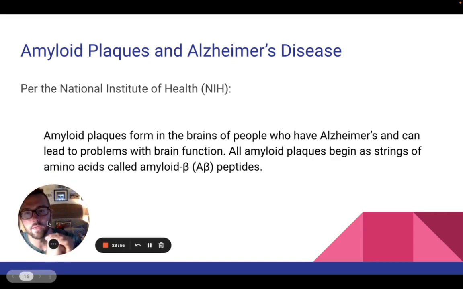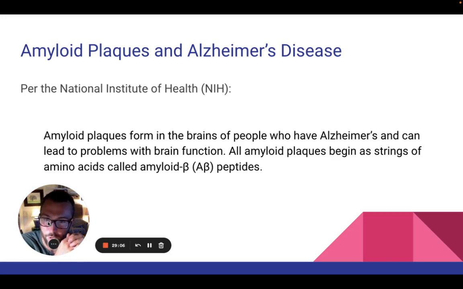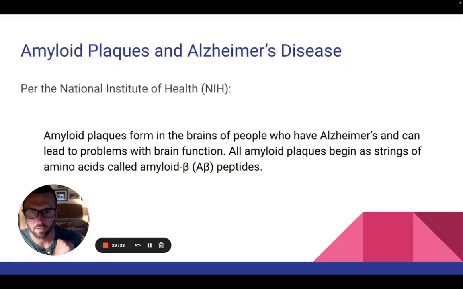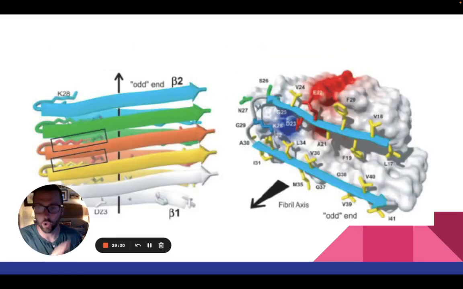All right, so this is from the NIH. Amyloid plaques form in the brains of people who have Alzheimer's and can lead to problems with brain function. All amyloid plaques begin as strings of amino acids called amyloid beta peptides, or AB peptides. Now, let's think about this graphic here. This shows basically what a beta sheet, or amyloid beta peptide, looks like.